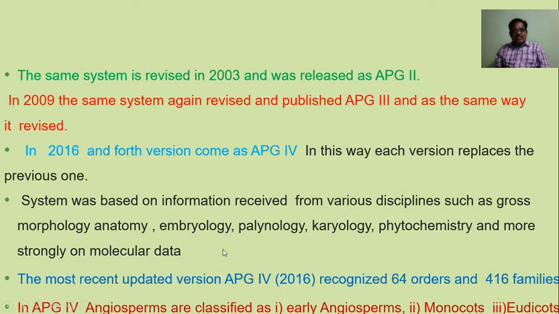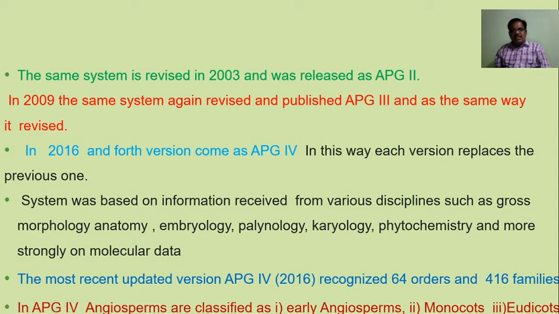So the recent updated version is APG4, which was published in 2016, recognizing 64 orders and 416 families. In APG4, angiosperms are classified into three groups: early angiosperms, then monocots and eudicots.